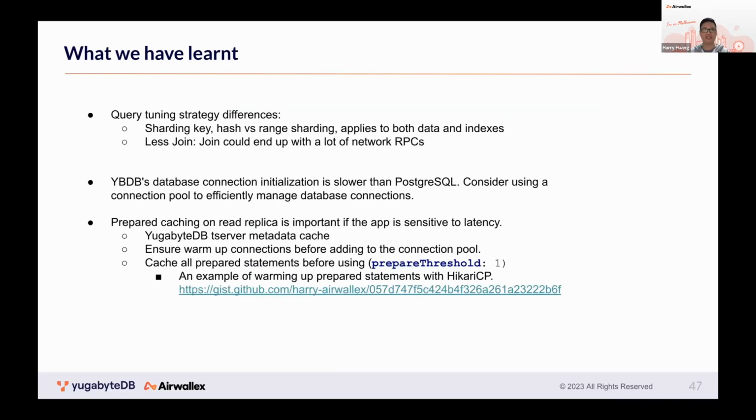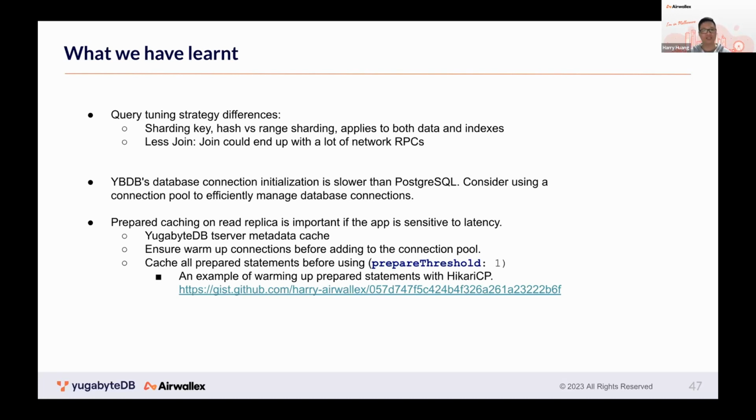So from this slide, I would like to share some lessons we have learned from adopting YugabyteDB, and I think it's quite important for everyone to notice that YugabyteDB is not 100% equal to Postgres due to its distributed nature. To begin with, I would like to mention the tuning strategies of the planner. The query planner is quite different.